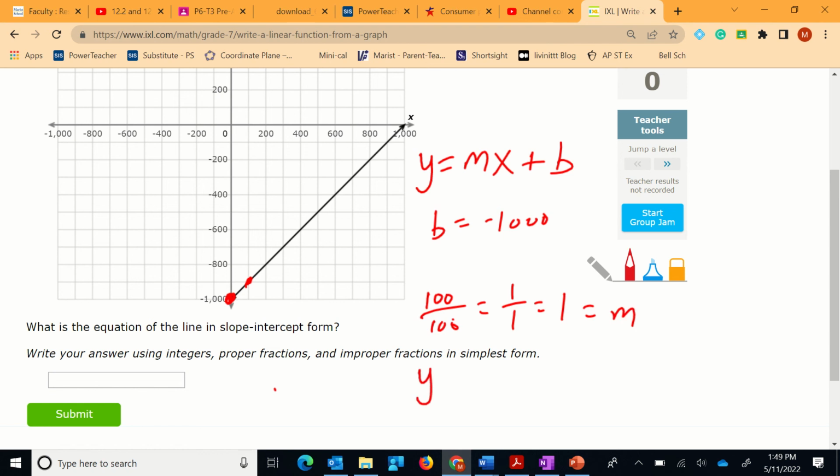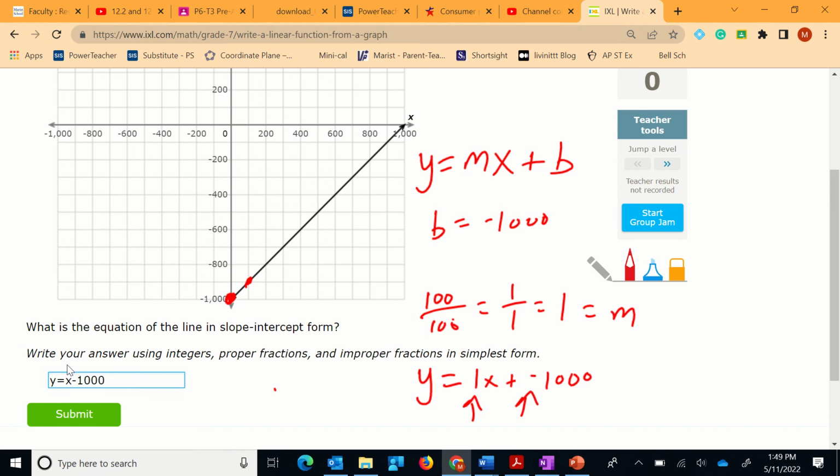So that means y equals m, which is 1, multiplied by x, plus b, well, plus negative 1,000. We can write that as subtraction, right? And I also don't have to show this 1. So we're going to change that to subtraction there, and we're not going to write that 1. So it looks like this. Y equals x minus 1,000.